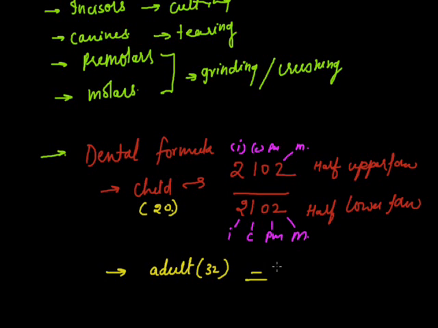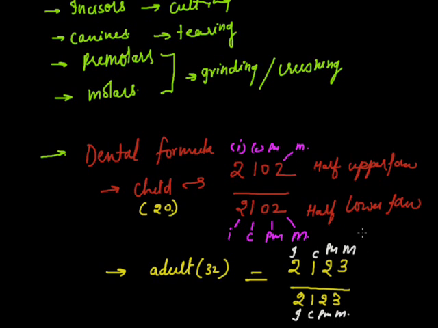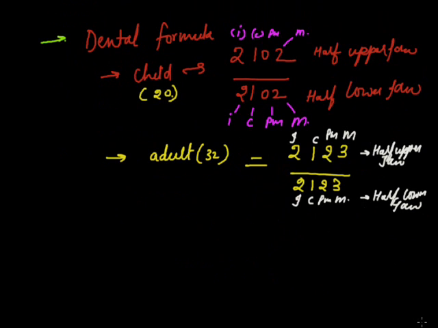So the dental formula for an adult is 2123 upon 2123, in which this 2 shows incisors, canines, premolars, molars. Here also incisors, canines, premolars, molars. This is again the half upper jaw, and this is again the half lower jaw. In this way, the total teeth in a particular set come to be 32.